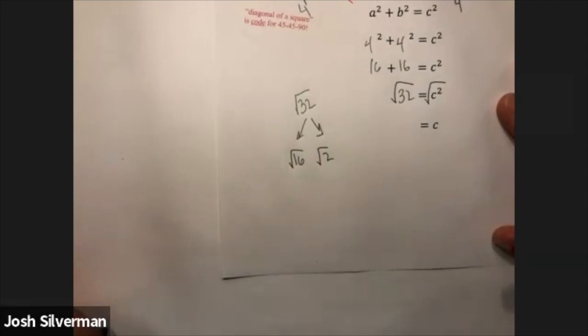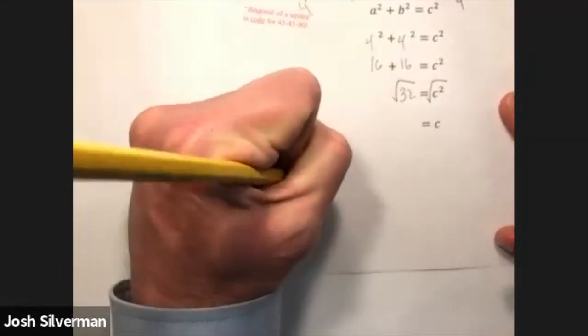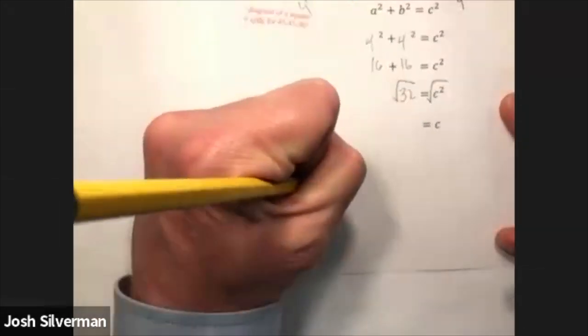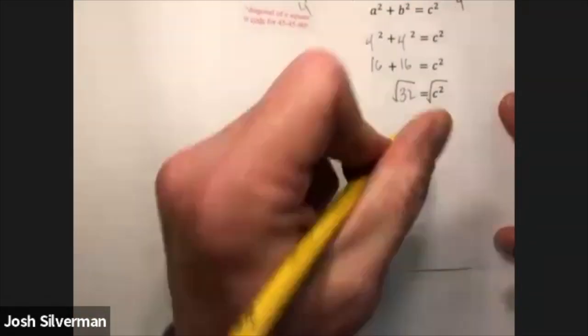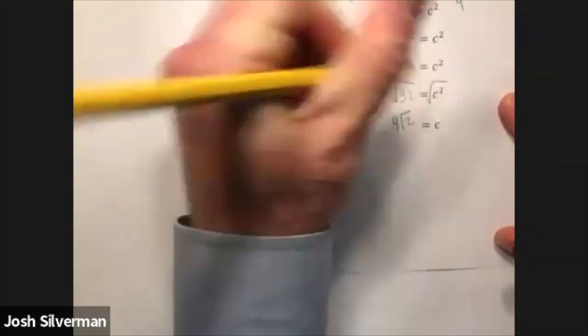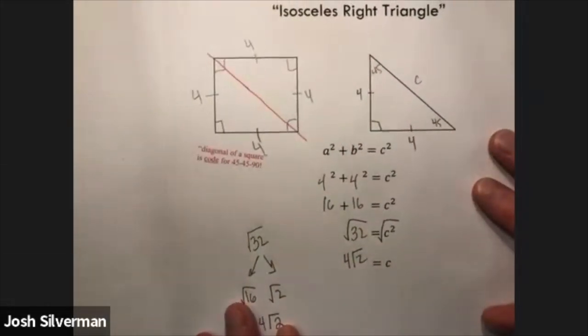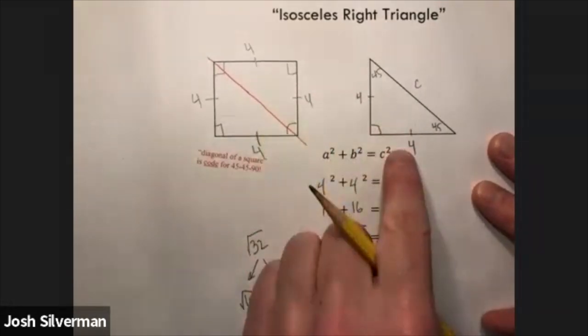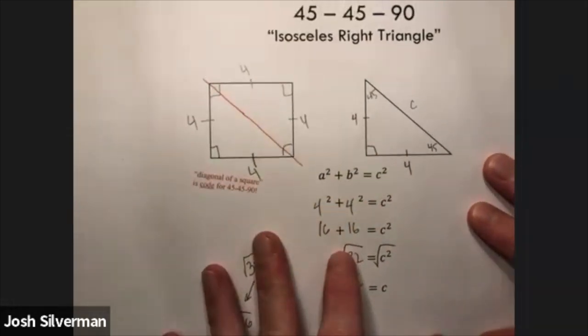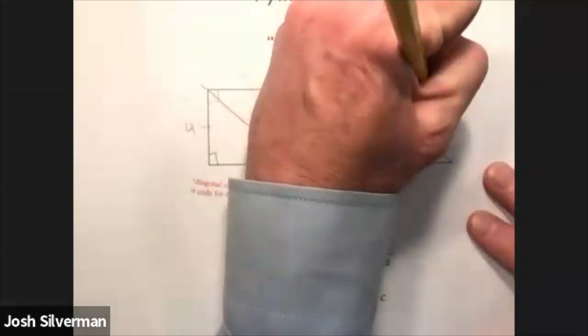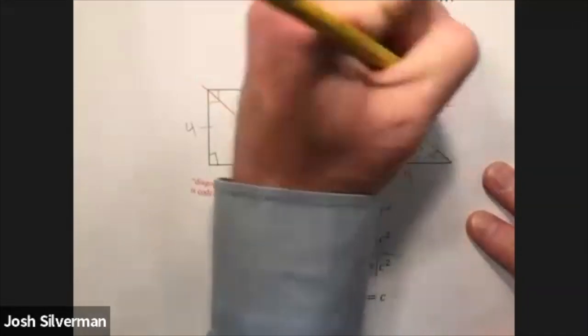What is the square root of 16? 4. That's why I picked 16, because it's a perfect square. So this is going to equal 4 root 2, and c, the missing side, is 4 root 2. When the legs of a 45-45-90 are both 4, the hypotenuse is equal to 4 root 2.